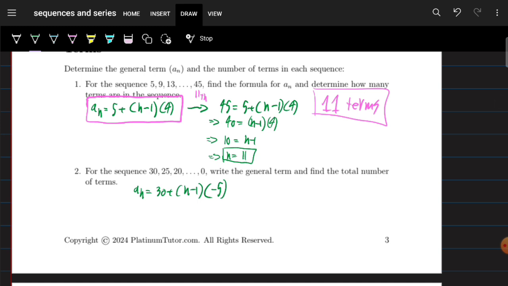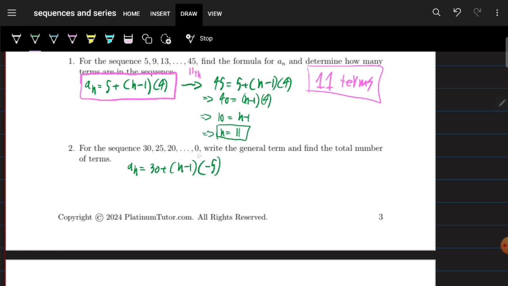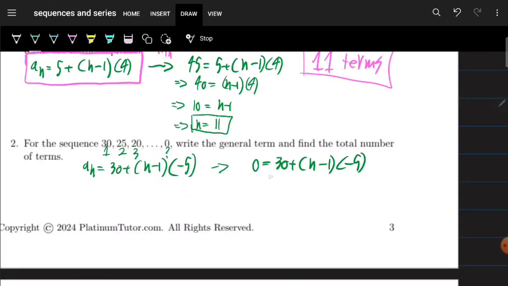All right, now same drill as before to figure out the number of terms. If we figure out the term number for 0, we'll have our number of terms, right? This is term 1, term 2, term 3. We need to figure out which term 0 is. So we'll use this formula. We'll say 0 is equal to 30 plus, I don't know which term it is, so I'll leave it as n. And now we'll have to solve this equation.